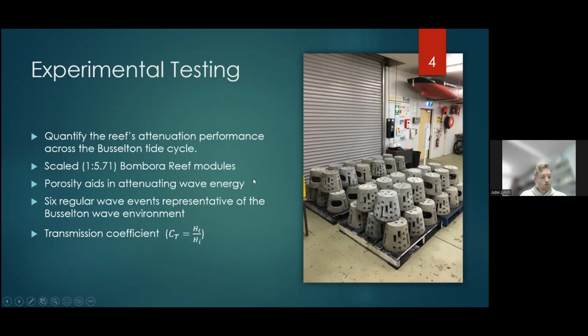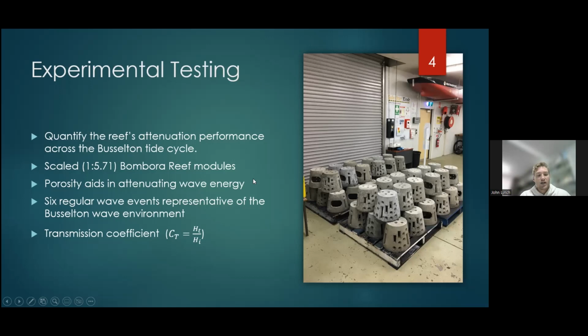Scaled versions of the Bombora artificial reef module are used to configure the reef in the Australian Maritime College model test basin. You can see those scaled modules there in the image. The hollow pattern in the modules provides habitat for marine life and forms a porous reef structure. This porosity adds to their ability to attenuate wave energy. Six regular wave events were investigated at each condition, their height and period corresponding with the significant wave height and peak period of wave environments experienced at Busselton.